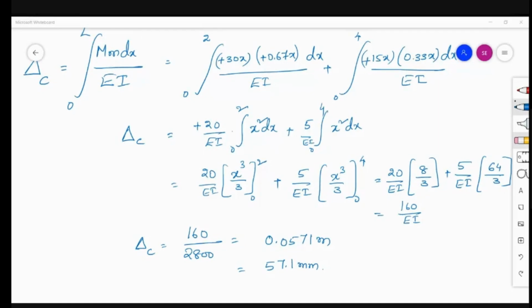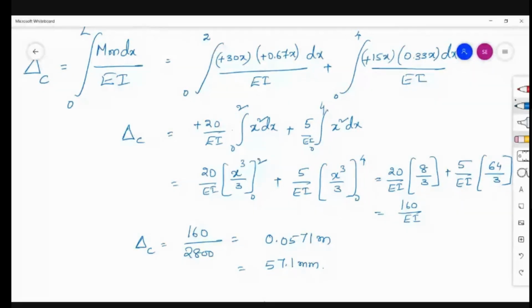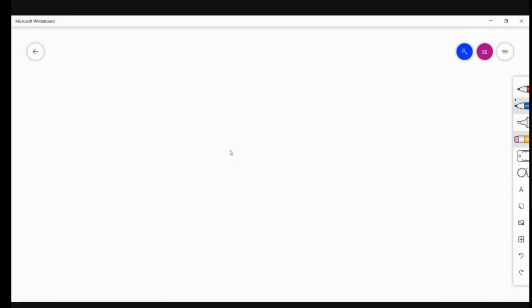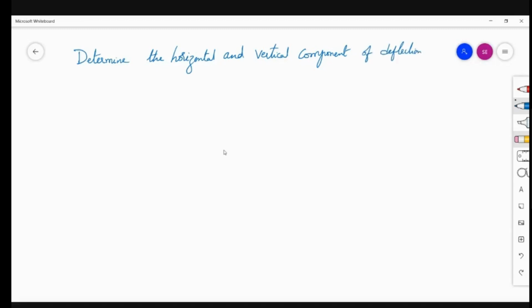Let's take the next problem and let us try to solve it. Determine the horizontal and vertical component of deflection at A by the unit load method.